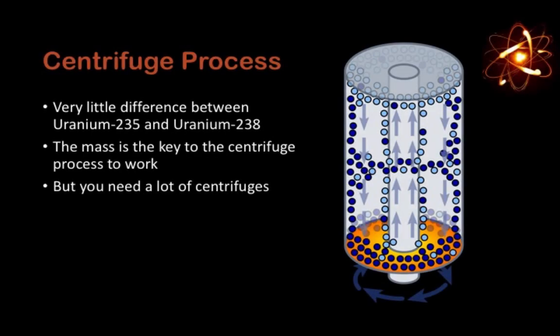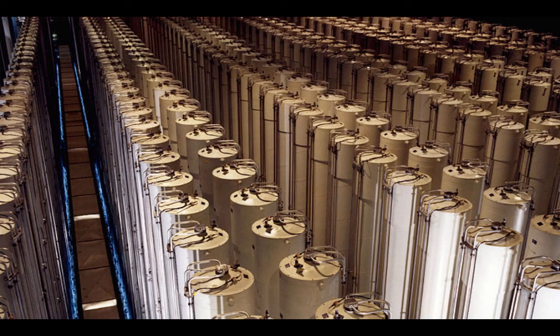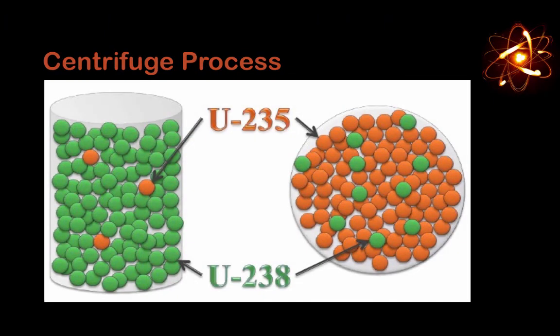In order to do this, you have to use a centrifuge process. There's very little difference between uranium-235 and 238, but the small amount of mass change is able to be separated out when you use a centrifuge. But you have to use many centrifuges because the number is so small and the elements are so light. These centrifuges over time allow the U-238 to be isolated from the U-235, and that is what makes weapons grade uranium.